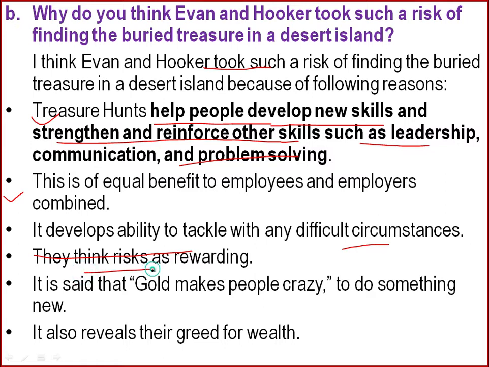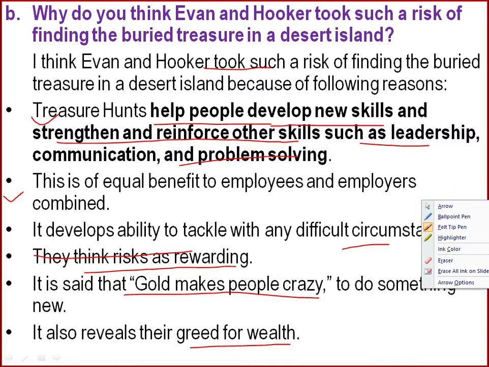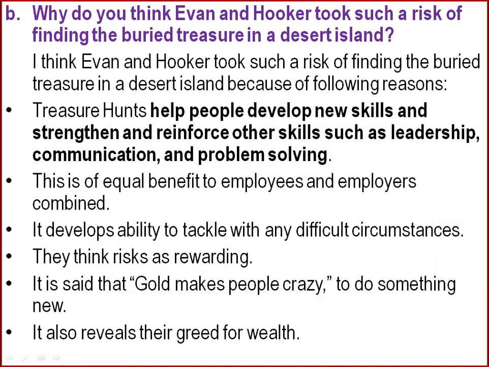They think risks are rewarding. Risk लियौं भने if they take risk they will be rewarded with something. केही न केही पाउनेछन्. It is said that gold makes people crazy. गोल्डले पनि मान्छेलाई crazy बनाएको हुन्छ. Therefore they visit there. It also reveals their greed for wealth. Because of these reasons, Ivan and Hooker take the risk of hunting the treasures.